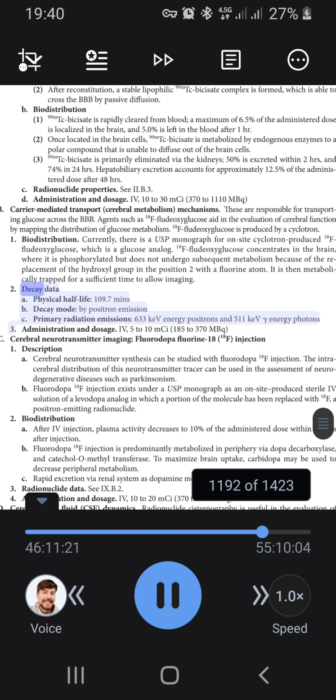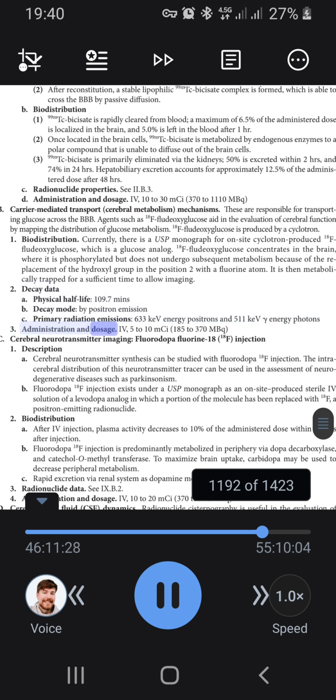2. Decay data. A. Physical half-life 109.7 minutes. B. Decay mode by positron emission. C. Primary radiation emissions 633 keV energy positrons and 511 keV gamma energy photons. 3.